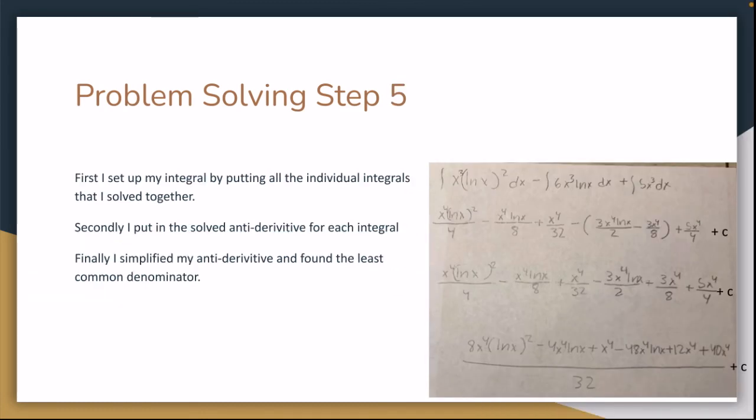In this next step, all I really do is rewrite each individual integral separately, and then I write down the answer for each integral all together. At the end here, I just simplified my antiderivative by finding the least common denominator, which wasn't really needed, but I felt like doing it, so I did it anyway.